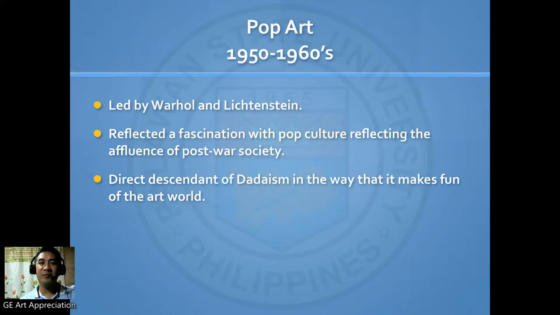Let's proceed to pop art. Pop art began during 1950 to 1960s. It's led by Warhol and Lichtenstein. It reflected a fascination with pop culture, reflecting the affluence of post-war society. And it is a direct descendant of Dadaism in the way that it makes fun of the art world.